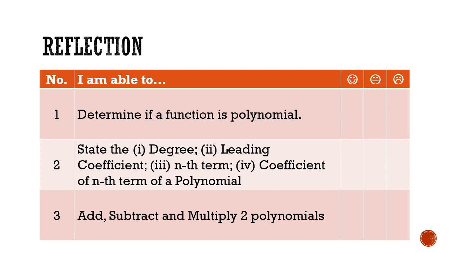So we've come to the end of the video. Let's go back to our success criteria that we've set out at the start of the lesson. Are you now able to determine if a function is a polynomial? Are you able to state the degree, the leading coefficient, the nth term, as well as the coefficient of the nth term of a polynomial? And are you able to add, subtract, and multiply two polynomials together?